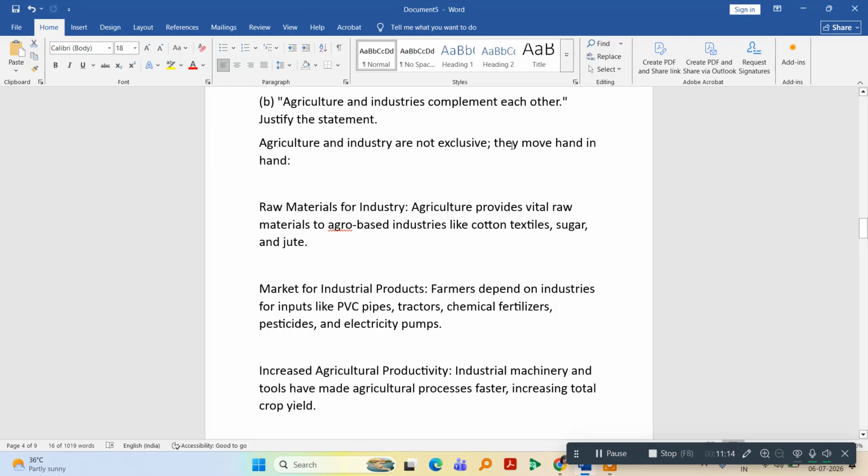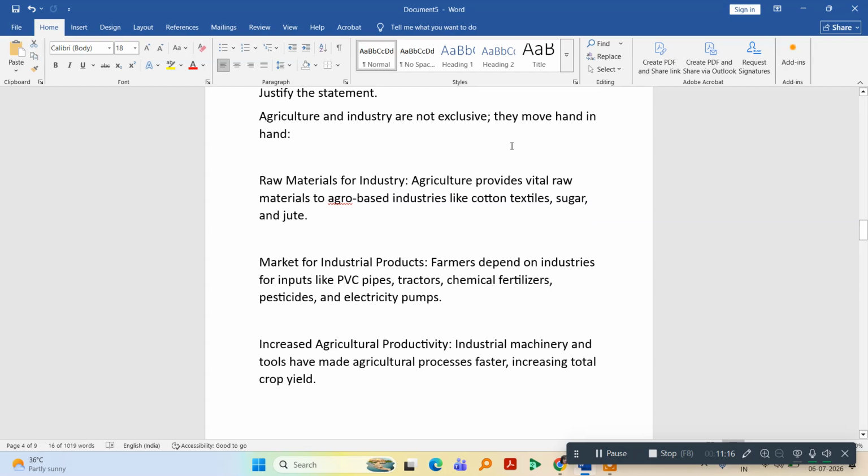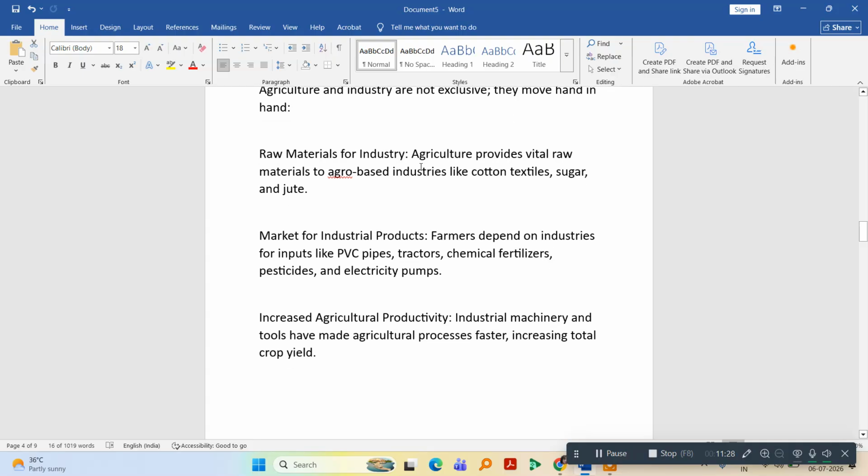Agriculture and industries complement each other, justify the statement. Agriculture and industry are not exclusive, they move hand in hand. They are very imperative, very significant. Raw materials for industry. Agriculture provides vital raw materials to agro-based industries like cotton, textile, sugar, and jute. Agriculture plays a significant role because it gives raw materials like cotton to make clothes, sugar, and jute.